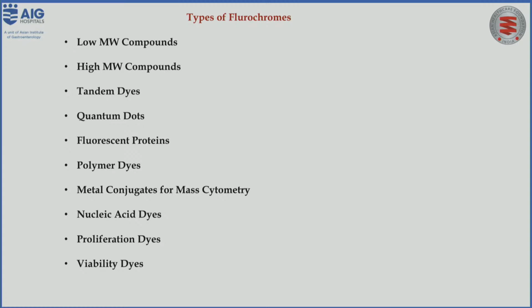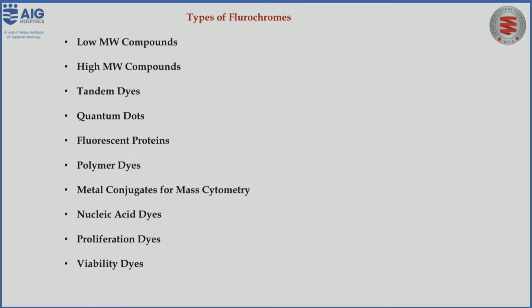And polymer dyes, which are now upcoming fluorescent markers. Depending on the length of the polymer, we get the excitation wavelength, where a stable wavelength can be analyzed using polymer dyes for multi-parameter analysis. And even metal conjugates, like for mass spectroscopy, where the metal ions are lanthanide derivatives. And nucleic acid dyes like DAPI we use for nucleic acid studies, and proliferation dyes like CFSE, carboxyfluorescein, for proliferation of the cells, and viability dyes like Hoechst and PI.